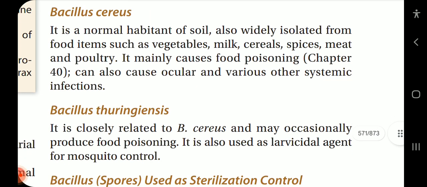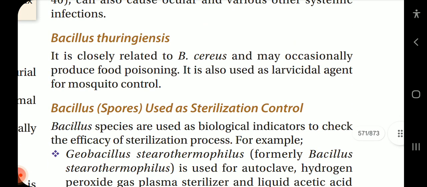Bacillus cereus, a normal inhabitant of soil, is also widely isolated from food items such as vegetables, milk, cereal, spices, meat, and poultry. It mainly causes food poisoning, and can also cause ocular and various other systemic infections. Bacillus thuringiensis is closely related to Bacillus cereus and may occasionally produce food poisoning. It is also used as a larvicidal agent for mosquito control.